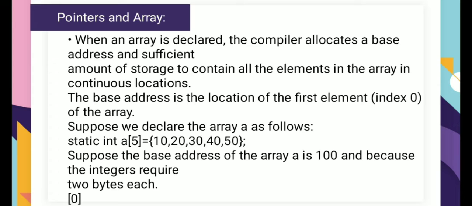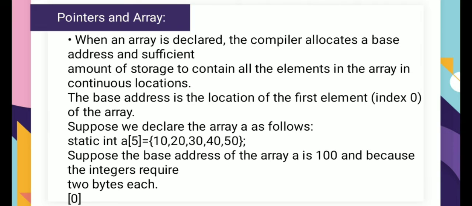Pointers and arrays. When an array is declared, the compiler allocates a base address and a sufficient amount of storage to contain all the elements in the array in continuous locations. The base address is the location of the first element, index 0, of the array. Suppose we declare the array A as follows: static int A[5] = {10, 20, 30, 40, 50}.